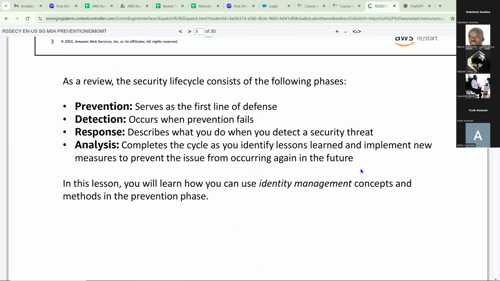So, just as a review, the security lifecycle consists of these phases. The 4 key phases of the security lifecycle include 1, prevention, which serves as the first line of defense. Then we have detection, which occurs when prevention fails. And then we said response describes what you need to do when you detect a security threat. If a security threat is detected, what are you supposed to do? And we said another name for response is remediation. And then there is analysis, which completes the cycle as you identify lessons learned and implement new measures for the purposes of preventing the issue from occurring again in the future.